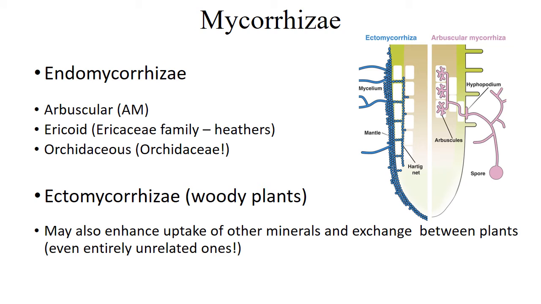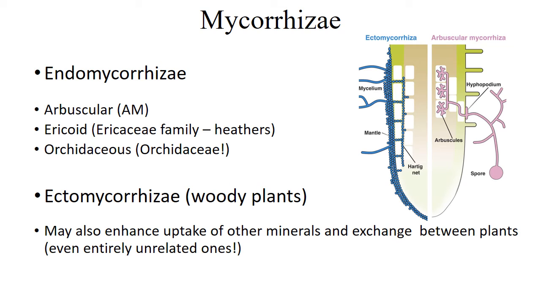So another way that plants increase their ability to take up phosphorus from the soil, particularly the rhizosphere, so the soil immediately surrounding root tips, is by forming symbioses with fungi called mycorrhizae. So there's two major groups of mycorrhizae: endomycorrhizae, endo meaning inside, so these are mycorrhizae that actually grow inside plant cells, and ectomycorrhizae, which are fungi which enter plant roots but don't actually ever enter individual cells, so they grow in the intercellular spaces.